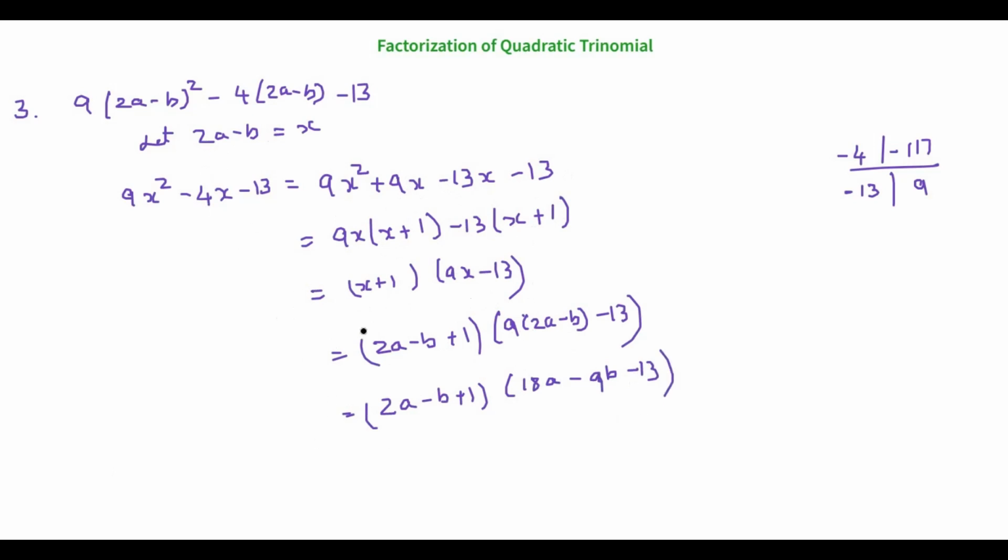Everything is similar except the first and the last step. First step we are going to take 2a minus b equals x, and at the end we are going to substitute, in place of x we are going to substitute 2a minus b. Isn't it very easy?